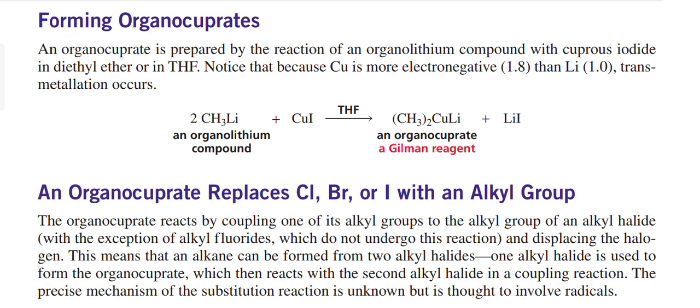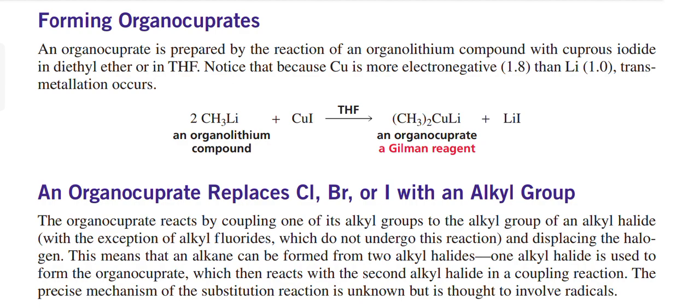Forming organocuprates. An organocuprate is prepared by the reaction of an organolithium compound with cuprous iodide in diethyl ether or in THF, that is tetrahydrofuran. Notice that because Cu is more electronegative, at 1.8, than lithium, at 1.0, transmetallation occurs. So this is the reaction given here in which an organolithium compound, methyl lithium, is reacted with cuprous iodide in the presence of tetrahydrofuran and we get an organocuprate, that is, a Gilman's reagent.